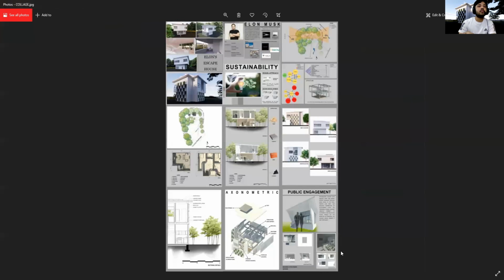So finally, this is my collage of all my boards. This is the perspective board, and the client and concept and ideation board, then the site response and space planning board, then this is the site plan and floor plan board, this is the section board, then this is the elevation board, then this is the construction details board, this is the axonometric terrain board, and then lastly is the engagement board.